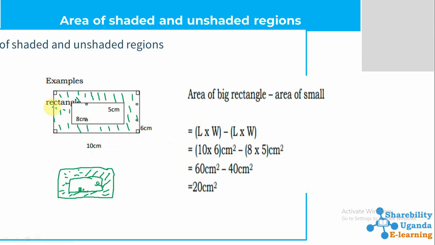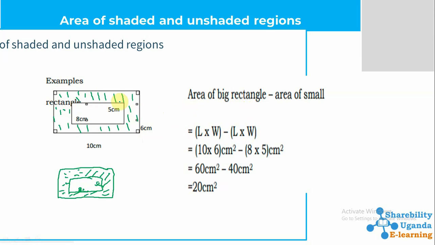So what do we do to find the area of this shaded part? We should be able now to find the total area, the area of the big rectangle, which is this. We subtract the area of the small rectangle, which is this. Okay, so that means we should be able to first find out the area of the big rectangle. We subtract the area of the small rectangle.